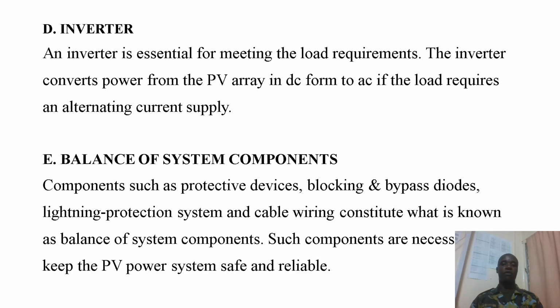Our fourth component is the inverter, and an inverter is essential for meeting the load requirement. The inverter converts the power from the PV array in DC form to AC if the load requires an alternating current supply. Then finally, we have got balance of system components, and these components include protective devices, blocking and bypass diodes, lightning protection, and cabling in general. So such components are necessary to keep the PV system safe and reliable.